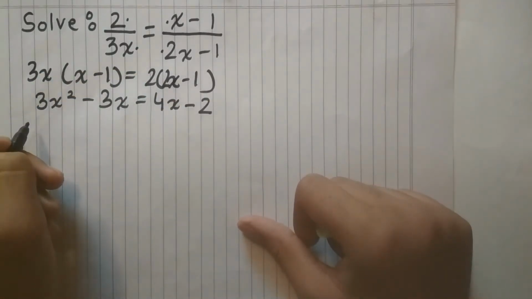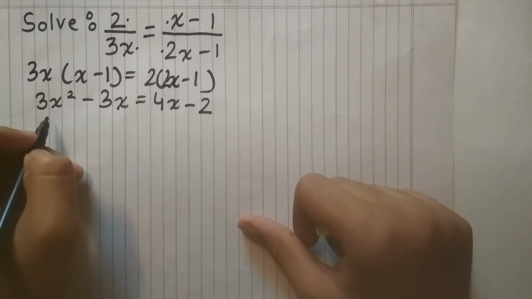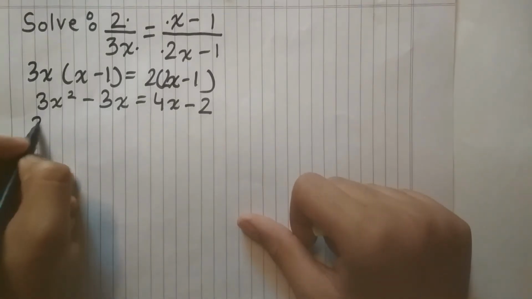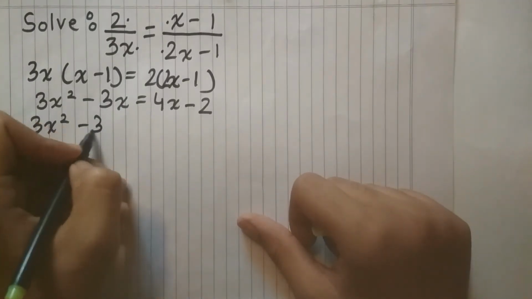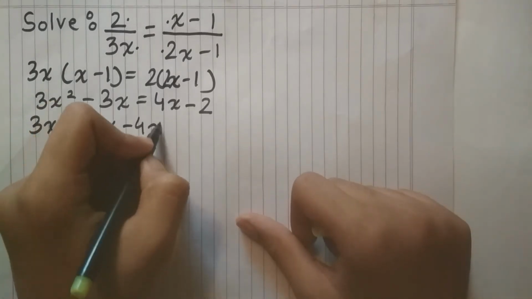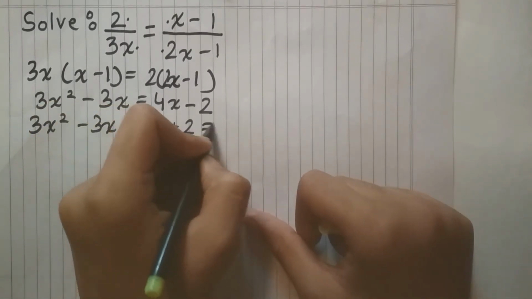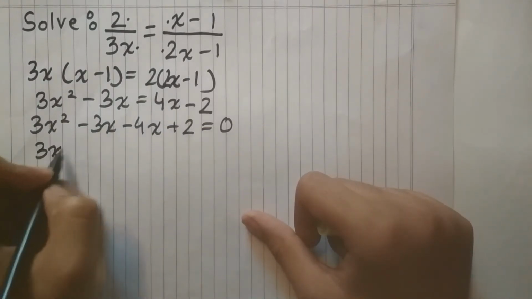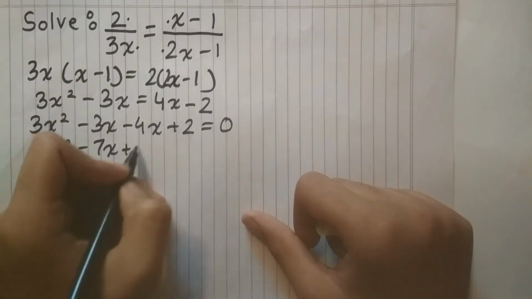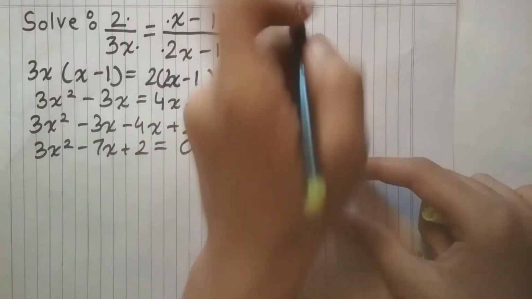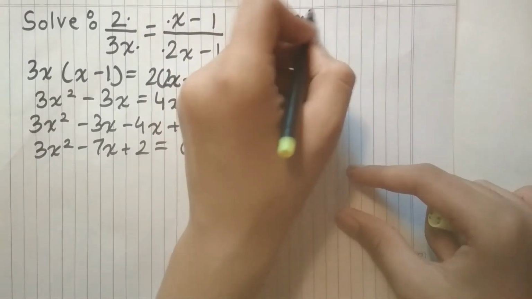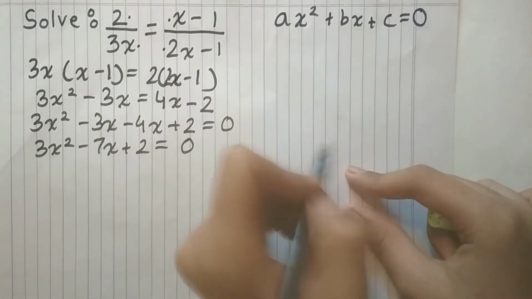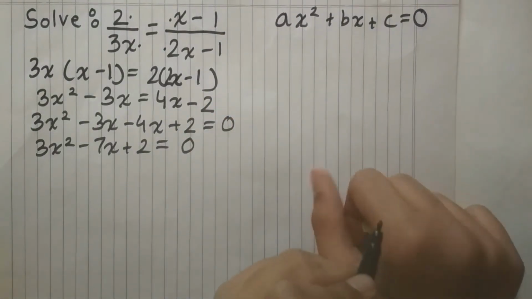So we'll subtract 4x from both sides and add 2 to both sides so that the right hand side is equal to 0. So 3x squared minus 3x minus 4x plus 2 is equal to 0. So minus 3x and minus 4x is minus 7x. And we have got this in our standard form, ax squared plus bx plus c equals 0. And now we'll factorize it.